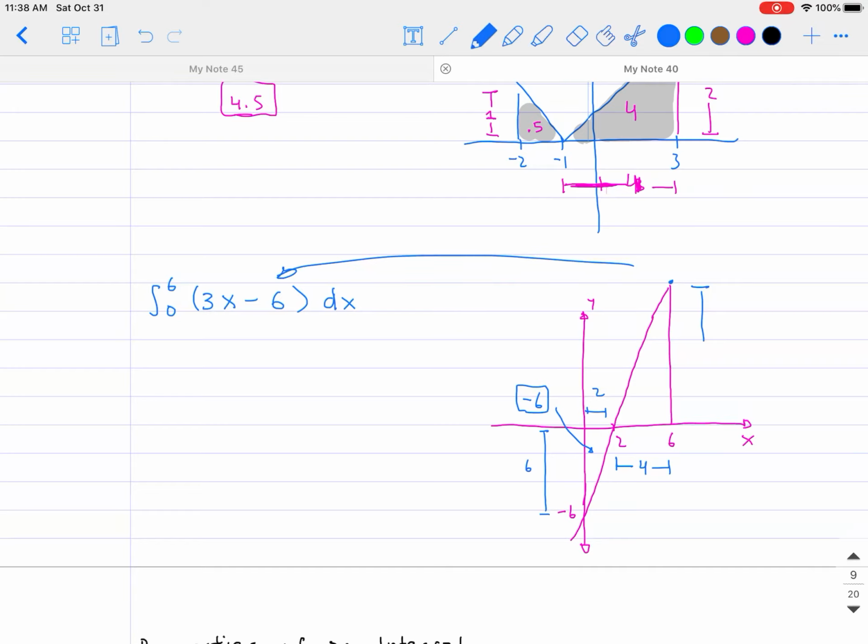Whereas the top part, the base over here is going to be 4. And then the height over here, I think we're going to have to plug this 6 into the equation. So let's go ahead and do that. That is going to be 3 times 6 minus 6, so that is equal to 12. That is going to be our height right there. So 12. Okay. Once again, the area under the curve, that is going to be 4 times 12 multiplied by 1/2. So that is equal to 24 then. So the final answer is going to be 24 minus 6, which is equal to 18.